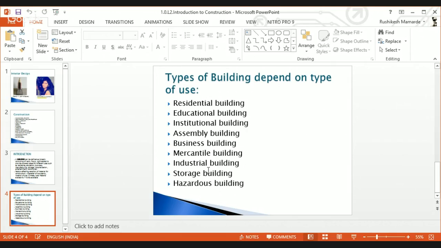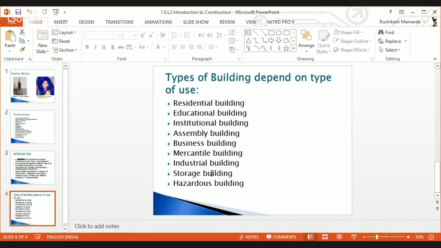Then the next is storage building. The name itself indicates the kind of building where we can store things. These shall include any building or part of a building primarily for the storage or sheltering of goods, wares, or merchandise, like warehouses, cold storages, freight depots, transit sheds, garages, hangars, grain elevators, stables, etc. So everything related to storage falls under the storage building category.